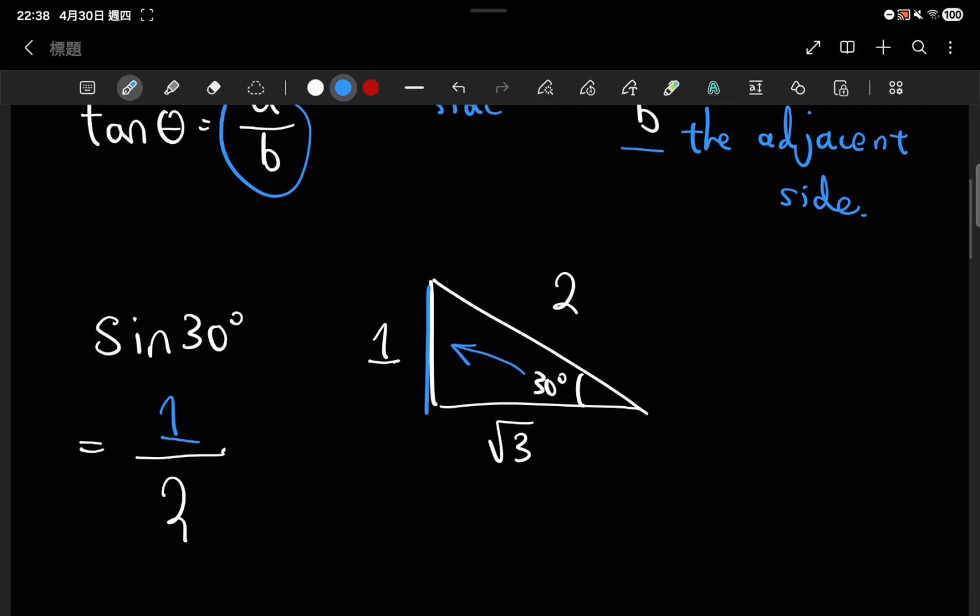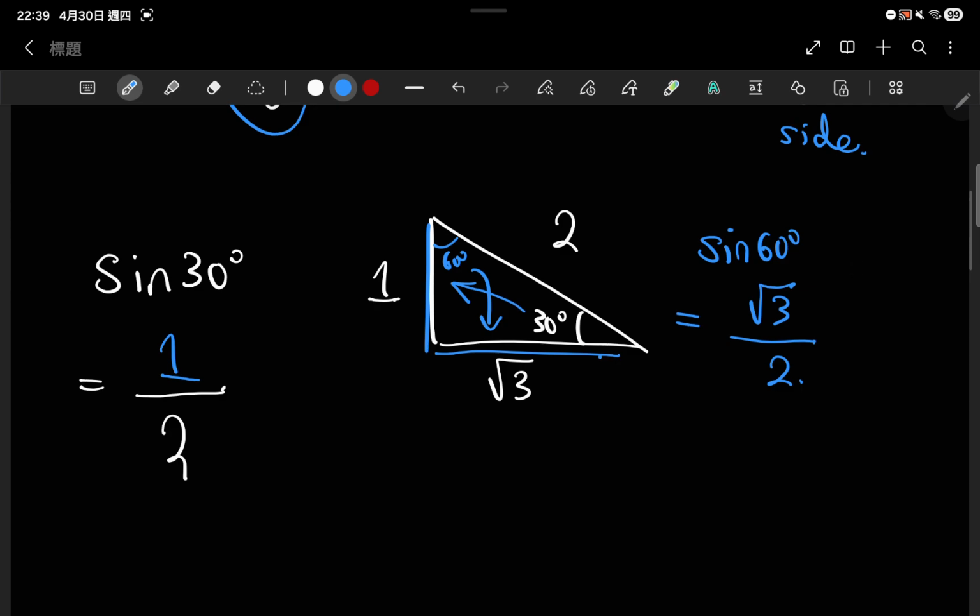If you see another one, like sine 60 degree, what is the opposite side to 60 degree? It is the square root of 3, right? Root 3 over what? The hypotenuse, right? 2. So we can change a lot of things here.